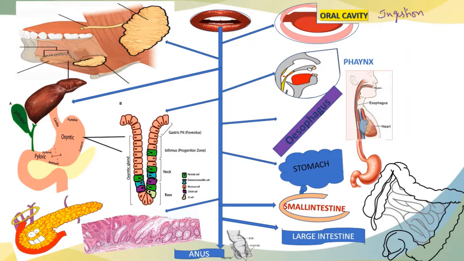The food is moistened with mucus and saliva, masticated to smaller particles by grinding with teeth, and swallowed here. And the saliva present in the buccal cavity contains ptyalin enzyme which digests starch into maltose.